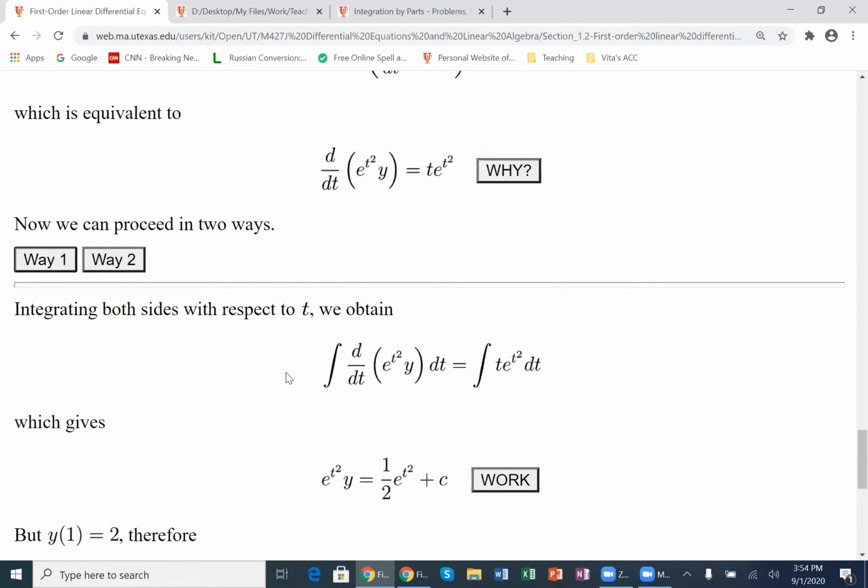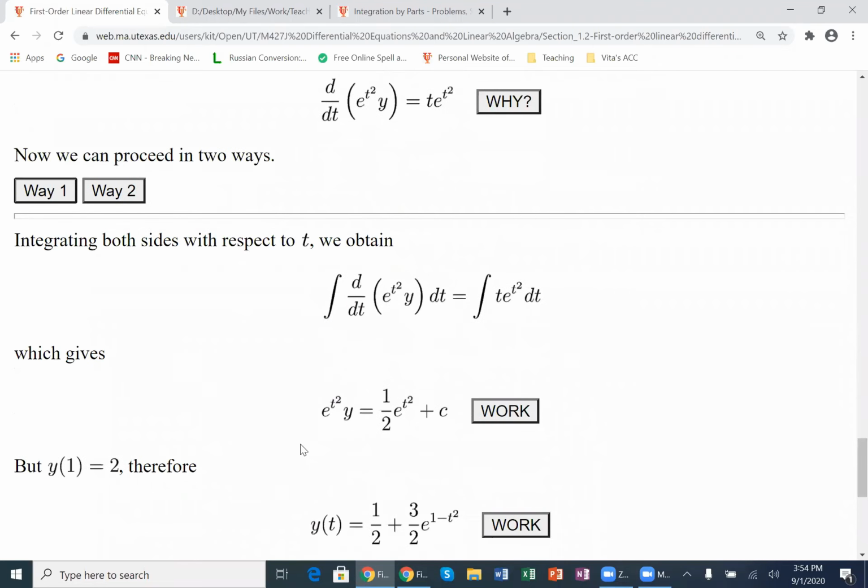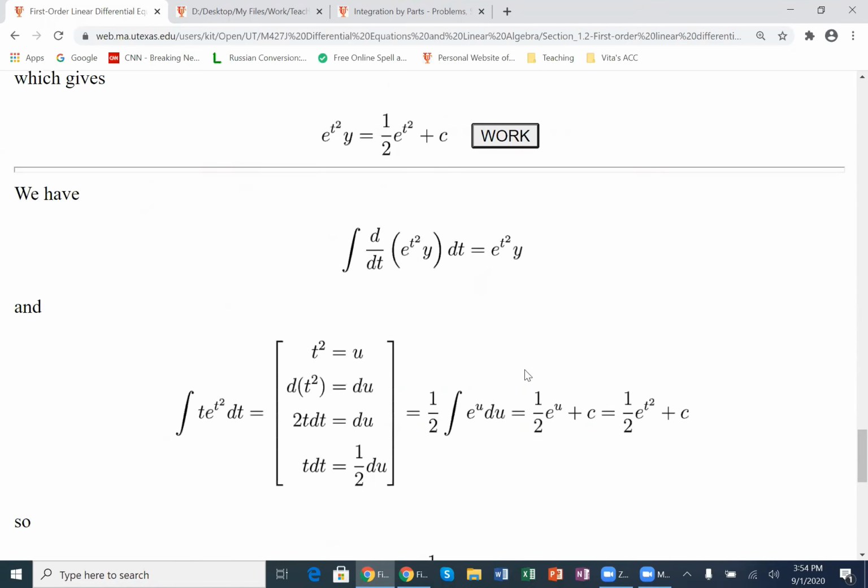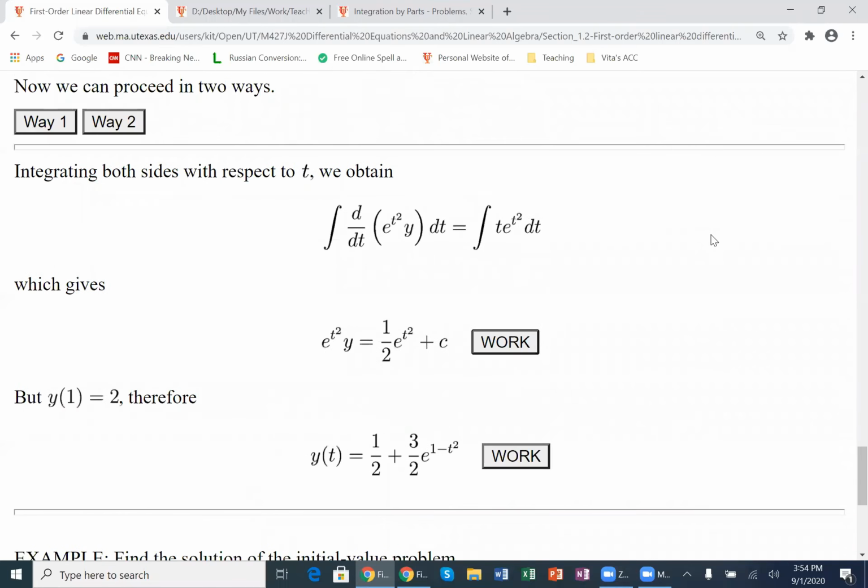Antiderivative kills derivative. So the left-hand side becomes mu times y. The right-hand side, by u substitution, is 1/2 e to t squared. So guys, since this integral is very similar to the previous one, I don't go over steps. Basically, the only difference, instead of negative t squared, we have t squared here. Here's what we do next.